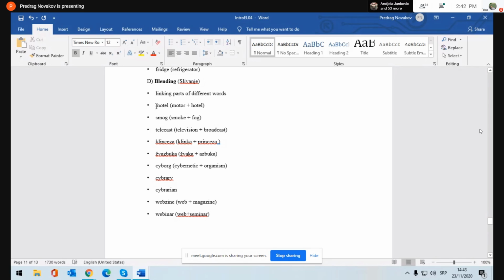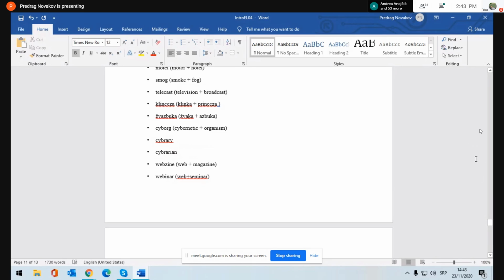The nouns created by blending are called blends, okay? We have quite a lot of interesting examples. It's not so present in Serbian, but we can find examples even in Serbian. Perhaps you remember in some poetry for children, Princesa, okay? You must have heard it, that it is Klinka plus Princesa, okay?